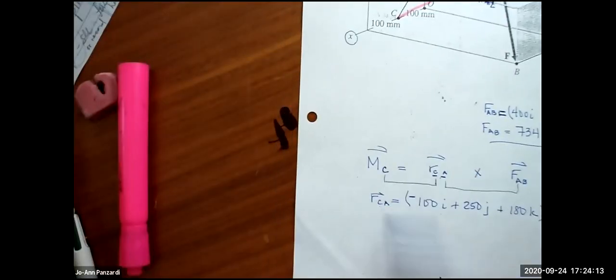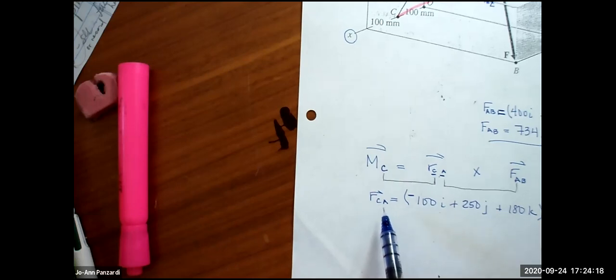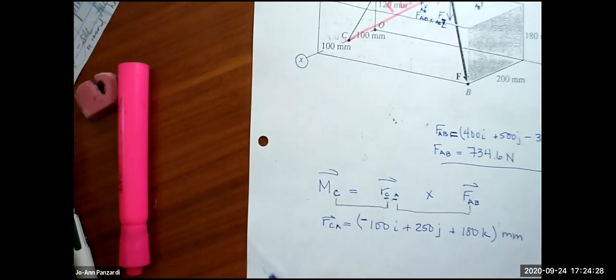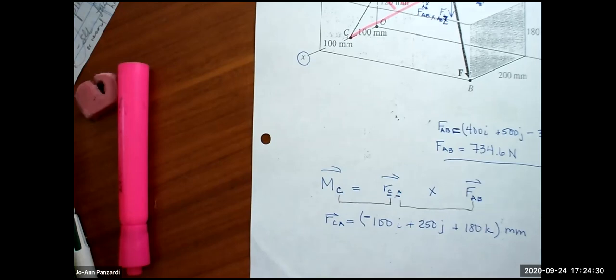And David, what's the units? Those are millimeters. Okay. So your R vector, remember it's a distance. A lot of people mess this up. R is the distance. It has a distance unit.